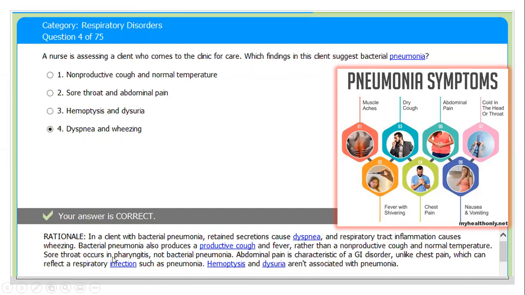Sore throat occurs in pharyngitis, meaning inflammation of the pharynx, not in bacterial pneumonia. Abdominal pain is characteristic of a GI disorder, unlike chest pain, which can reflect a respiratory infection such as pneumonia. Hemoptysis, meaning cough with blood, or dysuria are not associated with pneumonia.